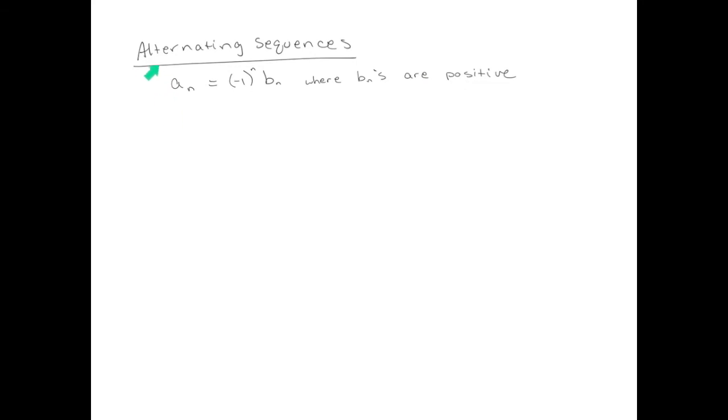Let's talk about the next topic, which is alternating sequences. Now, all of the sequences that we've done up to this point in the video were positive. So suppose that we had a minus 1 to the n power in here, times b_n, where the b_n's were positive. What happens if you test it out with various n values? If n is equal to 1, I get a minus sign, so it's negative. If n is equal to 2, then minus 1 squared is positive 1, so it's positive. If n is equal to 3, then minus 1 cubed is a minus, so it's negative. And as you can see, it alternates plus, minus, depending on whether the n value is even or odd.